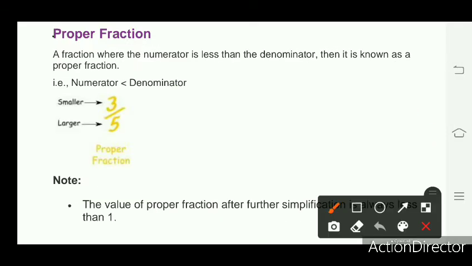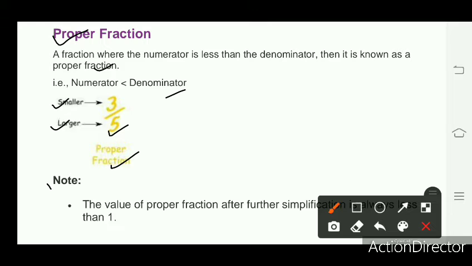Now students, proper fraction. A fraction where the numerator is less than the denominator is known as a proper fraction. That is, the numerator is smaller as compared to the denominator. Here we take one example, like 3/5. 3 is the numerator here and 5 is the denominator. 3 is smaller as compared to the denominator. So this type of fraction is known as a proper fraction.